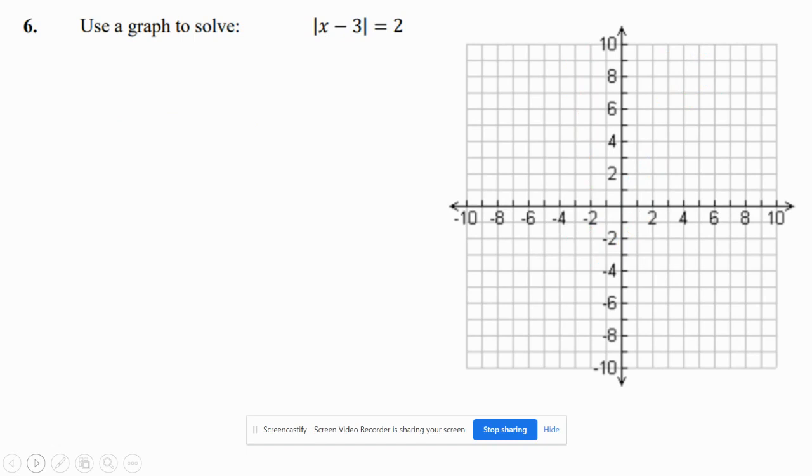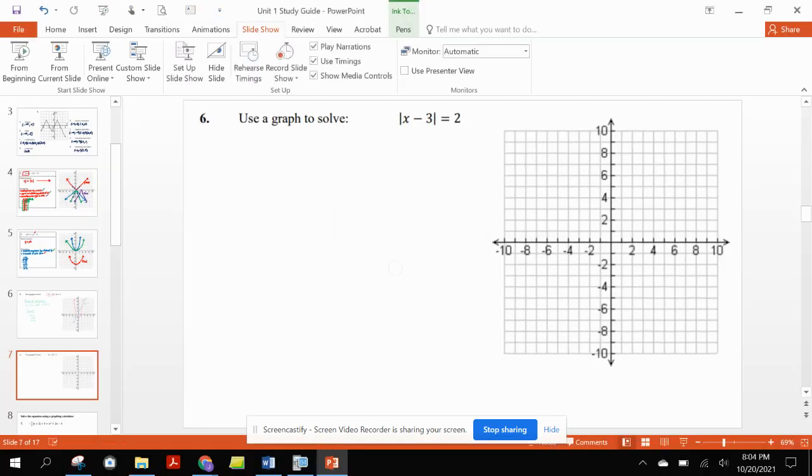All right, number 6 is similar. It says use a graph to solve. The only difference is the one on the left is an absolute value. The one on the right is linear. So again, I'm going to go ahead and get out of this just so that you can see what it looks like on the calculator.